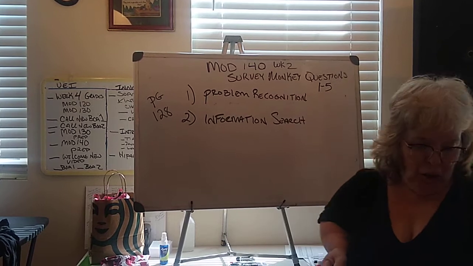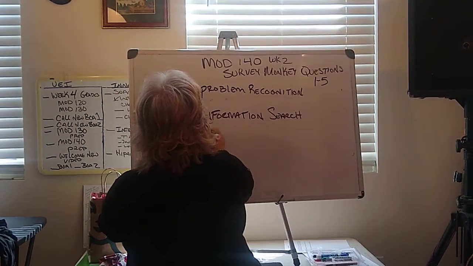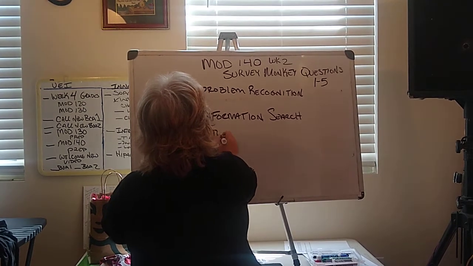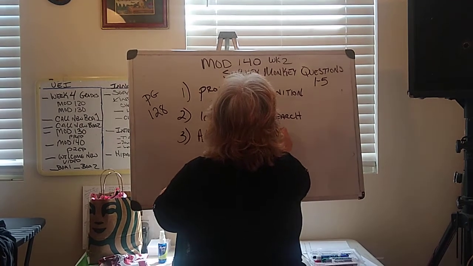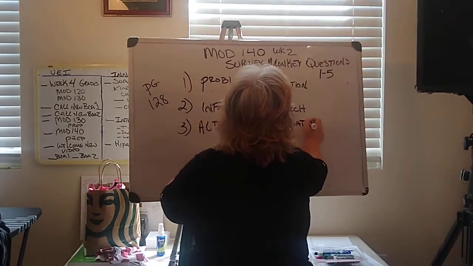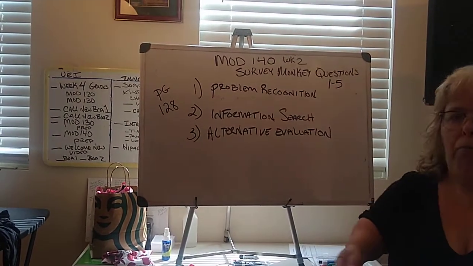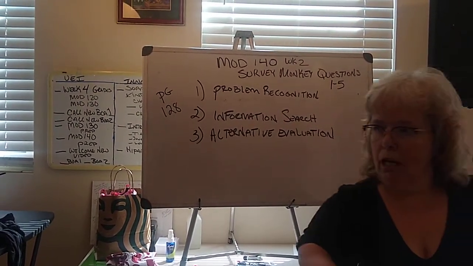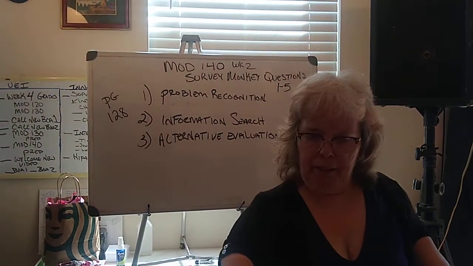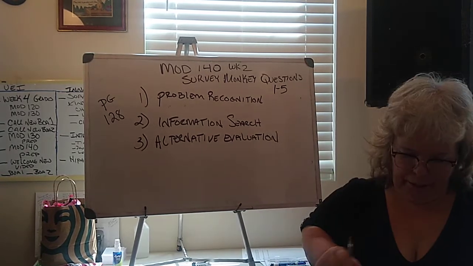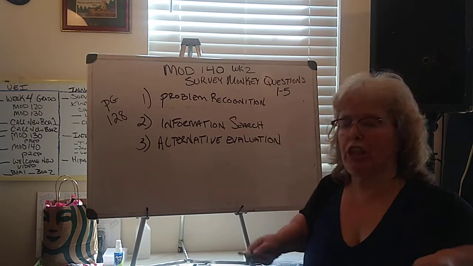Number 3 is alternative evaluation. Palmolive is pretty good too. Dove, I hear, is good. It's supposed to be good for the hands. But you know what? I think I'm going to stick with Dawn because it's pretty good. So number 4, purchase decision.